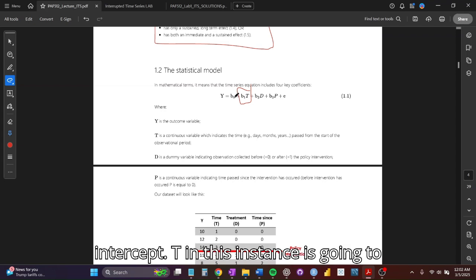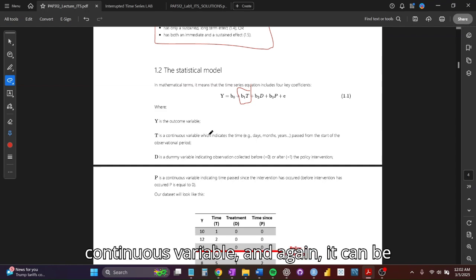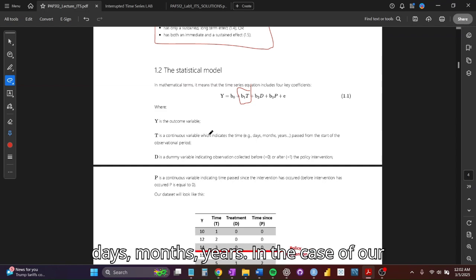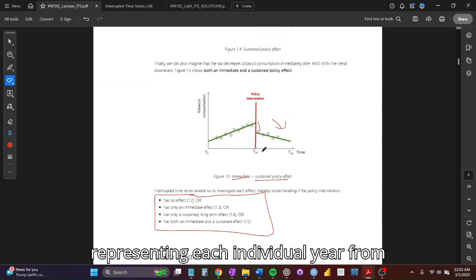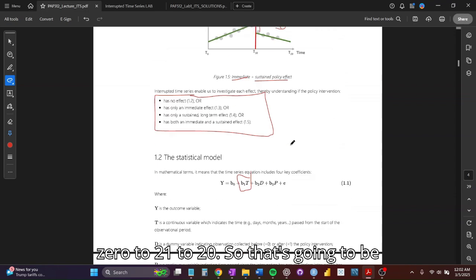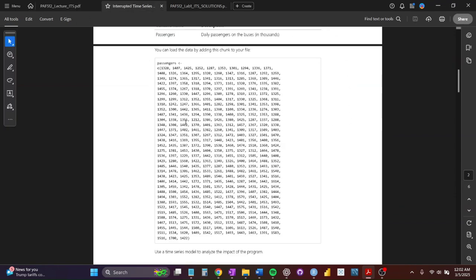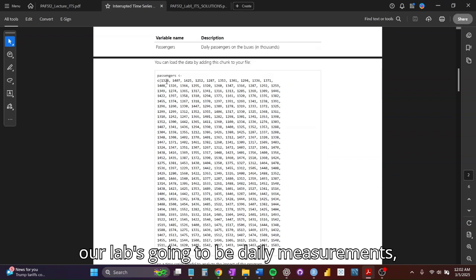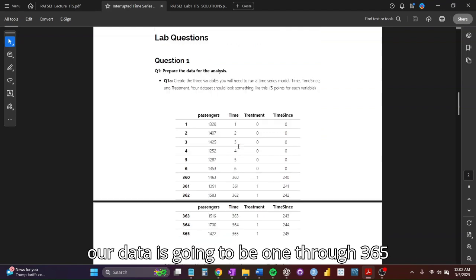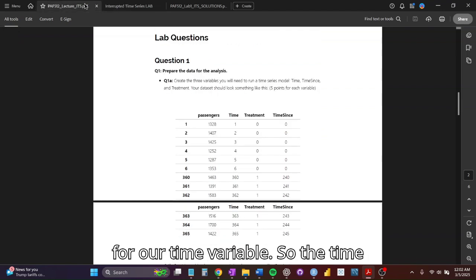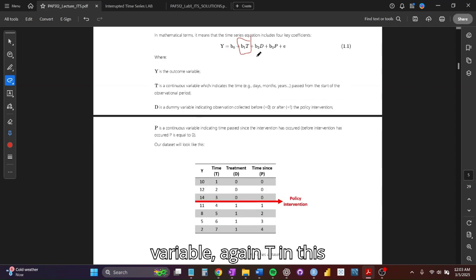Beta 0 is going to be our intercept. T in this instance is going to represent time. Time is going to be a continuous variable, and again, it can be days, months, years. In the case of our tobacco example here, time is going to be representing each individual year, 1 to 20. So that's going to be 1, 2, 3, 4, 5, etc. In the case of our lab, it's going to be daily measurements, and it's going to be 365 observations. So our data is going to be 1 through 365 for our time variable, t, in this circumstance.